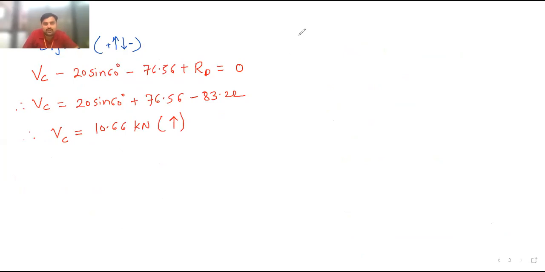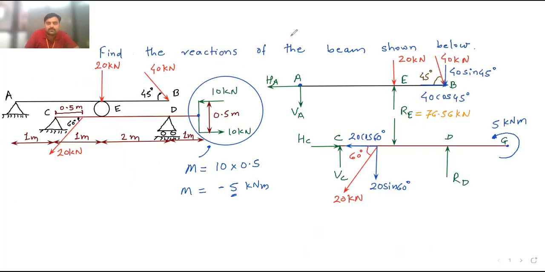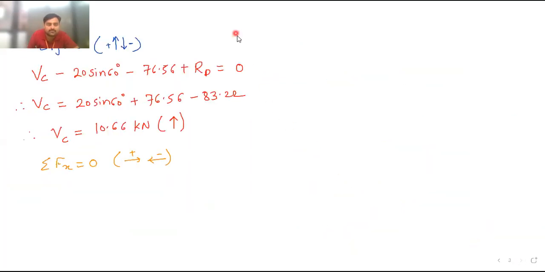Now, after the calculation of the VC, here we will calculate now HC. So apply summation Fx equal to 0. Towards right plus, towards left minus. So now when I apply summation Fx equal to 0, here you can see this HC, it is moving towards right. It should be considered as plus. This 20 cos 60, it is moving towards left. So it is minus. So here HC minus 20 cos 60 is equal to 0. Therefore, what is the value of HC?